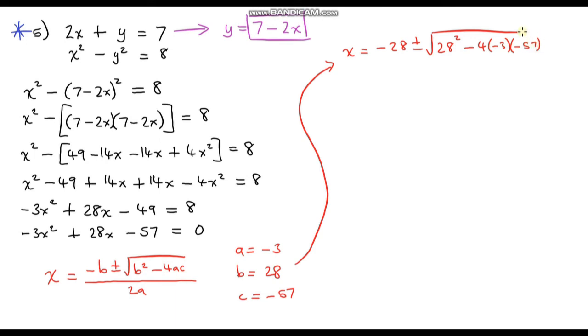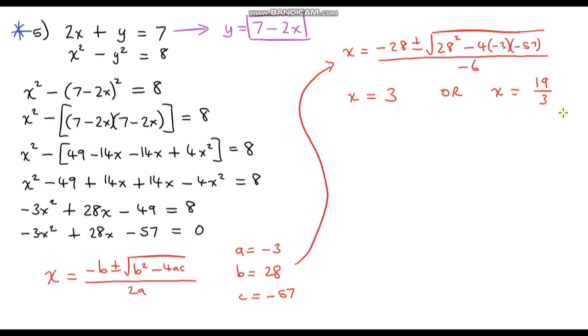Let's extend our root symbol. And then all of that is being divided by 2a. 2 times negative 3 is negative 6, so I can just write negative 6 there. So this is where we get the calculator out. I've typed all of this into the calculator, and I've chosen to start with the plus first. So one of our solutions is going to be x equals 3. It does work out quite nicely, this one. Now I'm just going to change the plus to a minus. And my other solution is x equals 19 over 3. So not quite as nice, but we have two answers for x.